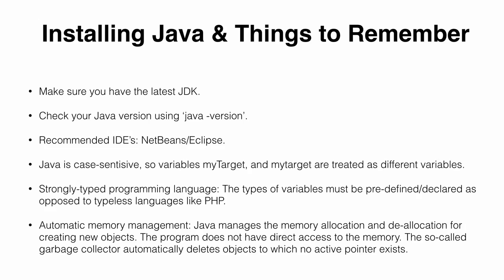We have a garbage collector, so we get automatic memory management. Java manages the memory allocation and deallocation for creating new objects, which is really neat. The program does not have access to direct memory, although I do know a trick around this, so we can look at that in a future video actually, where we can mess around with pointers. So yeah, we can mess around with pointers, even though technically we don't have direct access, but there is a way to do it. The so-called garbage collector automatically deletes objects to which no active pointers exist.